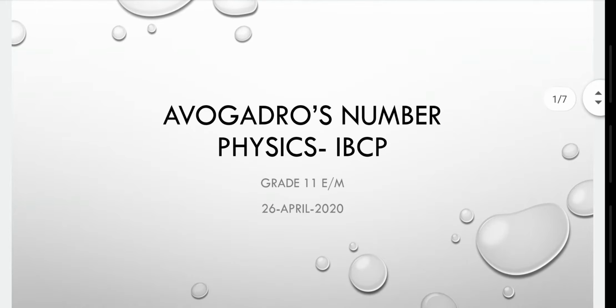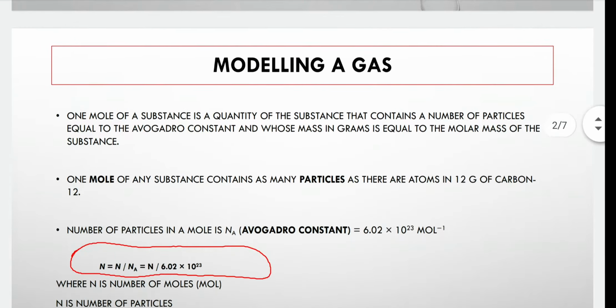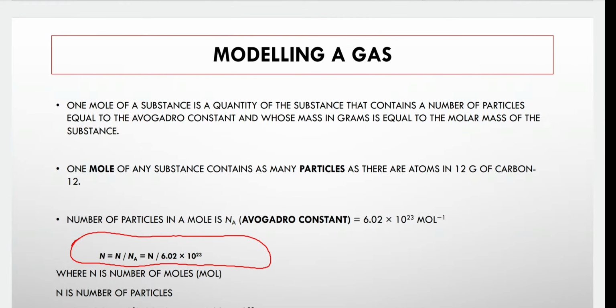Guys, good morning. Listen, today we will learn about something new. We call it Avogadro's number. For any gas that is moving, we said that there is something we call 1 mole of a substance. 1 mole of a substance is like a quantity.